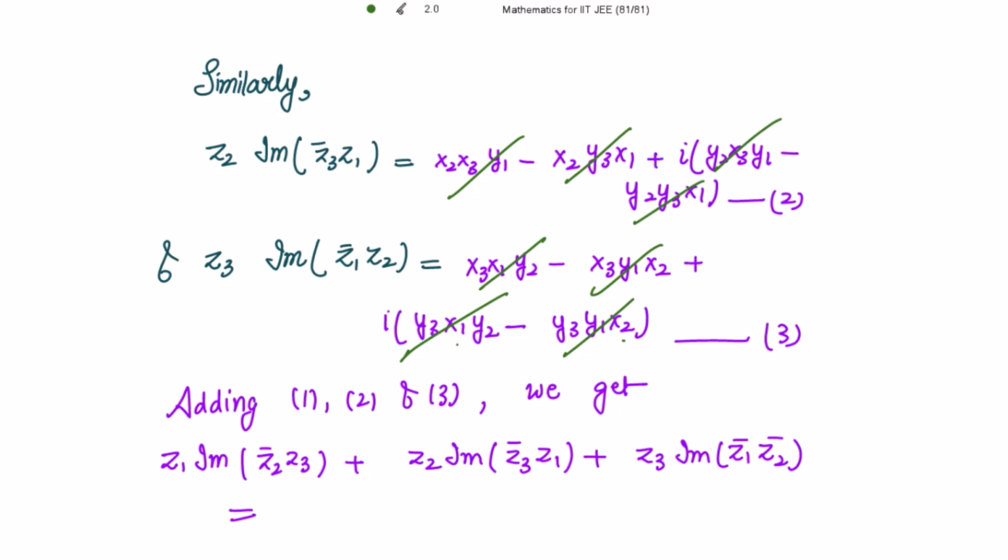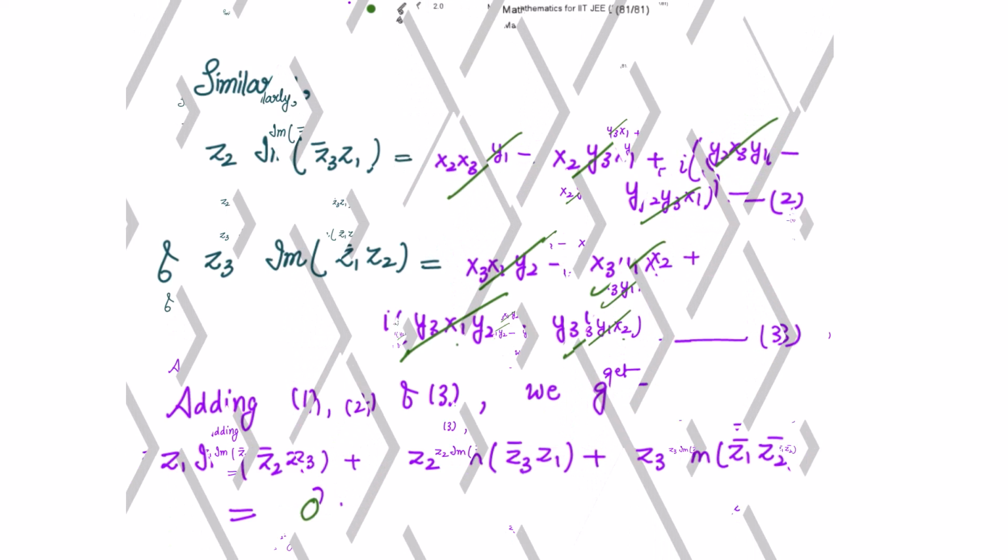So by adding all these terms we are getting this to be 0, right? Thank you.